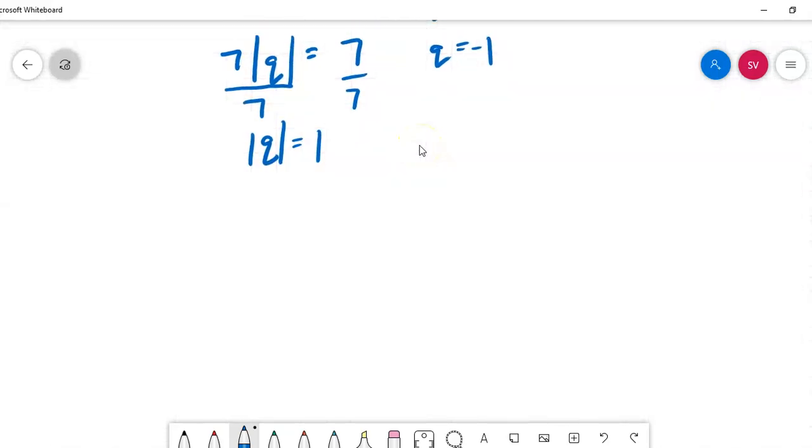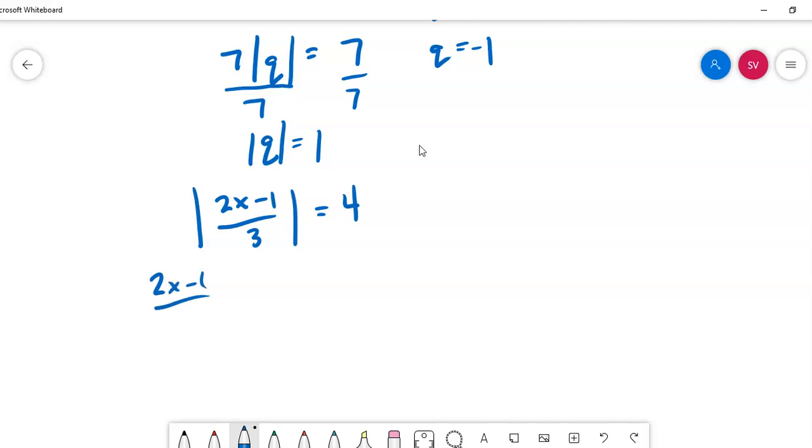Now let's look at another example here. I have the absolute value of 2x minus 1 over 3, and that is equal to 4. Notice the absolute value is all by itself on one side, the number all by itself on the other. So we could break it down into one of two scenarios. So you show the plus 4 and minus 4 version of this answer.